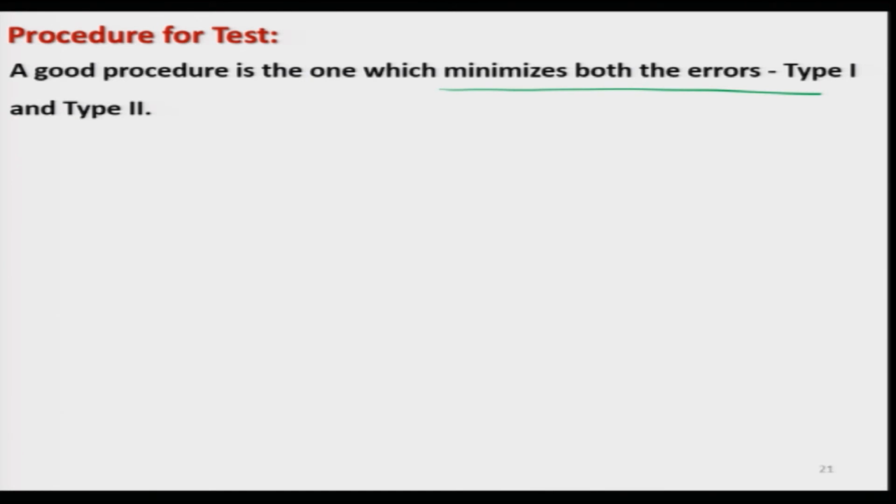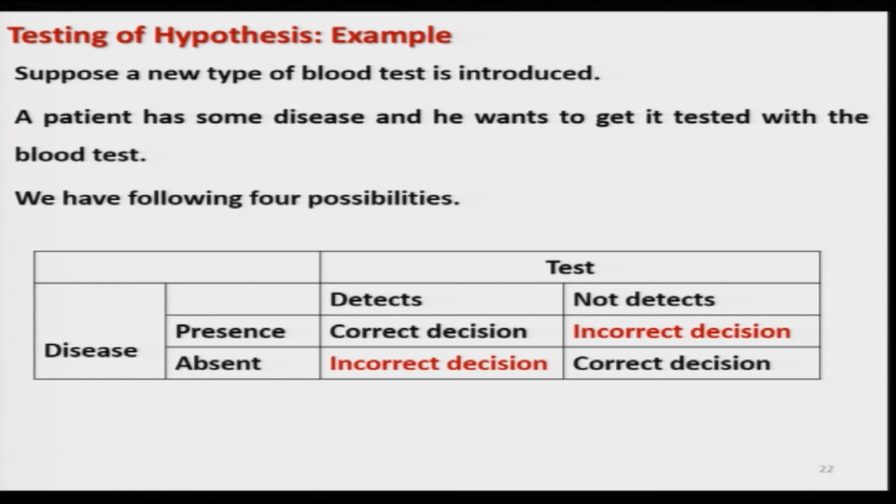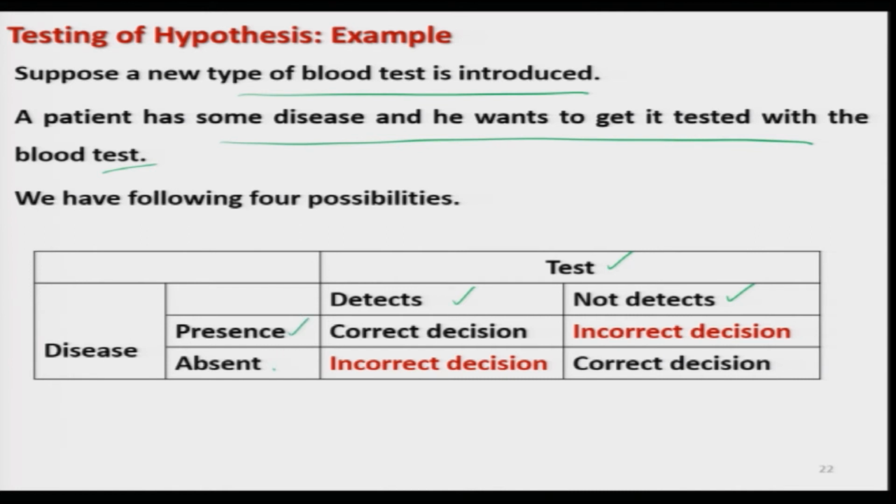Now, to understand these things, let me take a very simple example to explain. Suppose a new type of blood test is introduced and a patient has some disease and he wants to get it tested with the blood test. So, now there are the following 4 possibilities: the test can detect the disease or not, and the disease can also be present in the patient or absent in the patient.